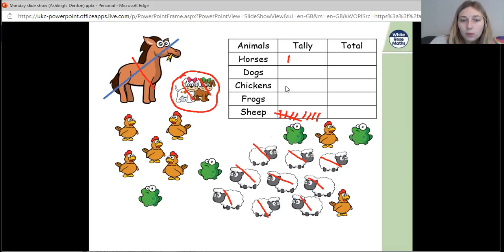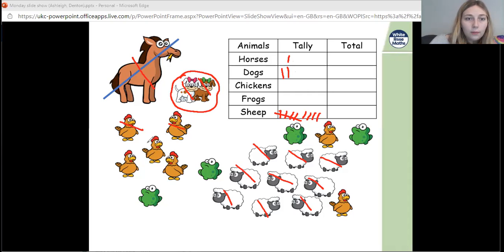So, oh, I've lost my pen. Where's it gone? Oh, I'm not doing a very good job this morning, am I? Right, here we go. So my dogs, there are, oh, what's happening? Here we go. 1 and 2. Good.